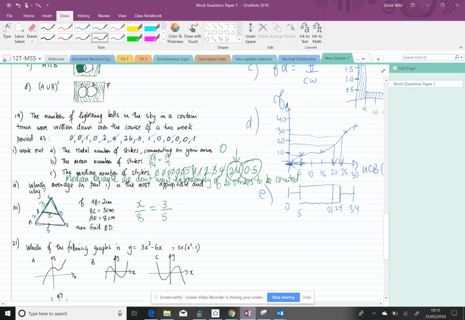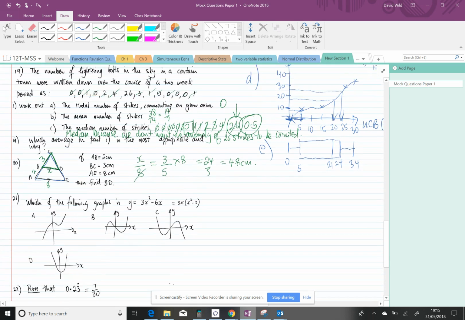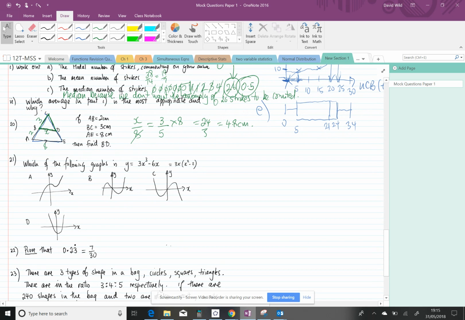Multiply both sides by 8, and we get 24 fifths. And 24 fifths is 4.8, I guess, centimeters. Right.